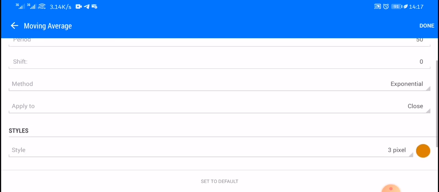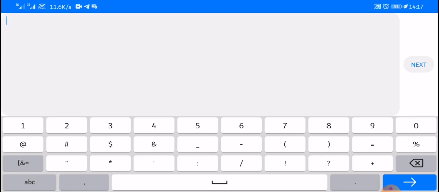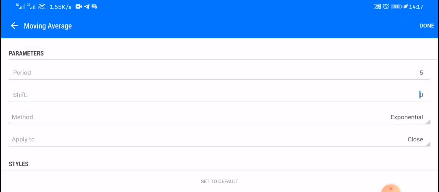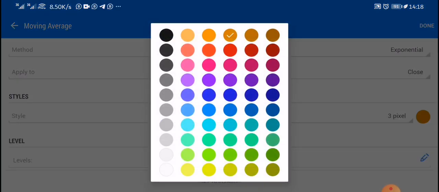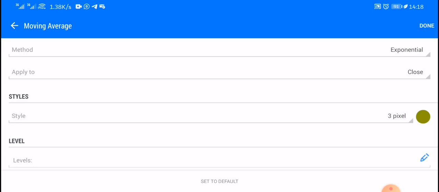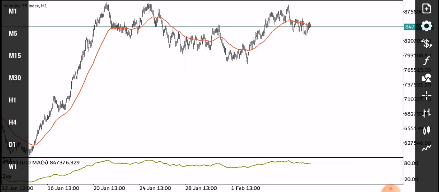So the first moving average that I want to bring in is the moving average 8. Oh, sorry, I'm going to start off with 5. Let's take exponential; you can leave it at exponential. Now let's take up a color, right? Try to be creative about the colors you make use of. So I'm going to start off with this dark green at the bottom, right? I'm going to click on done. That's the first.